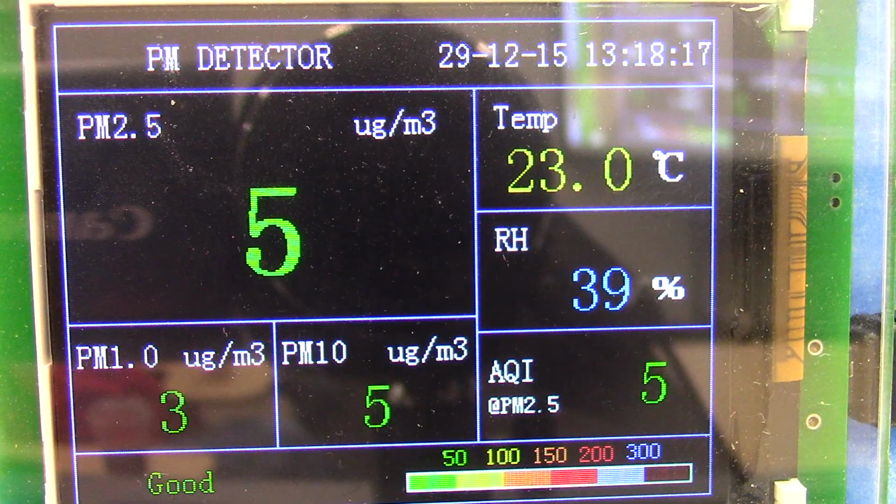So the candle is burning. See, the sensor is right on the side. There's a blue color, and not much particulate matter.